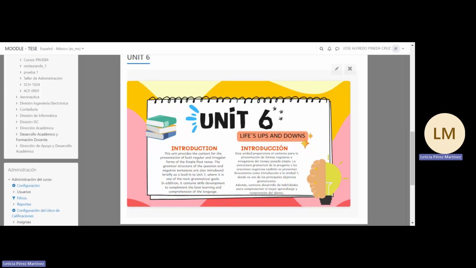You have this information in your platform, but I would like you to check and know this information. This unit provides the context for the presentation of both regular and irregular forms of the simple past tense. The grammar structure of the question and negative sentences are also introduced briefly as a lead up to Unit 7, where it is one of the main grammatical goals. In addition, it contains skills development to complement the best learning and comprehension of the language.